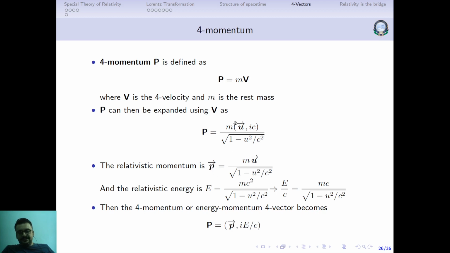So p will replace this p here, and the second one, which is mc, okay, there is a I here, mc divided by under root 1 minus u square by c square is nothing but E by c. So the first three components are nothing but your three-dimensional relativistic momentum, and the last component is nothing but your relativistic energy. So we can write down the 4 momentum, also known as the energy momentum 4 vector. Okay, so P can be expanded using small p in this way.